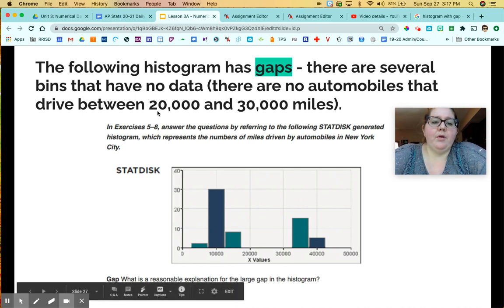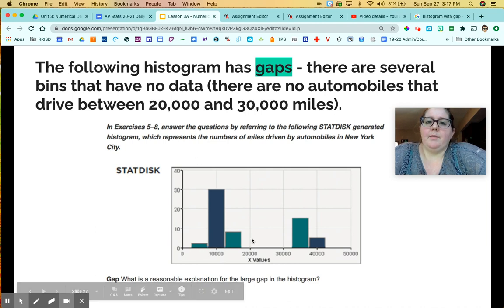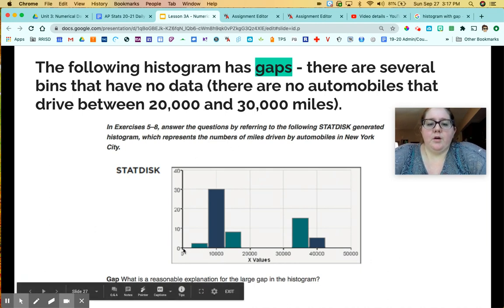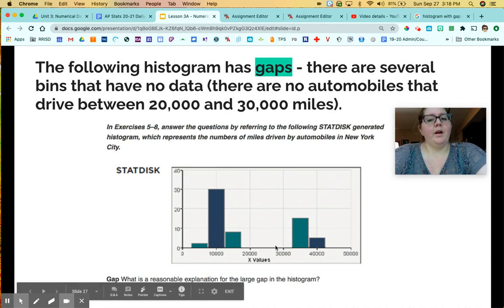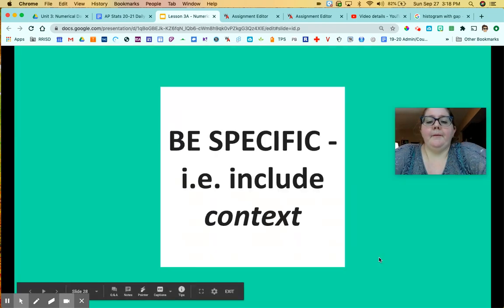So in this example, we're looking at the number of miles driven by automobiles in New York City. So going from like 0 to a little bit above 40,000. And we have a little section of the graph here, and then another little section of the graph here. And then there's like nothing in the middle. So there are no cars, there are no automobiles that drive between 20 and 30,000 miles. So thinking about why that might be is something we would want to know. So talking about gaps in the middle of the data is important because we would want to know, like, why? Why is there a gap in the middle of the data?